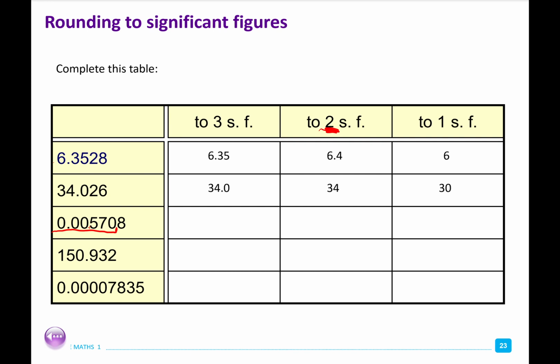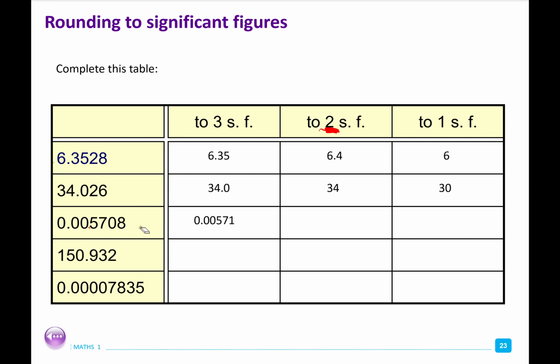I need to look at my 4th digit to see whether I round up or round down. My digit after my 3rd significant figure is 8. This is greater than 5. Therefore, I round up. This gives me 0.00571.